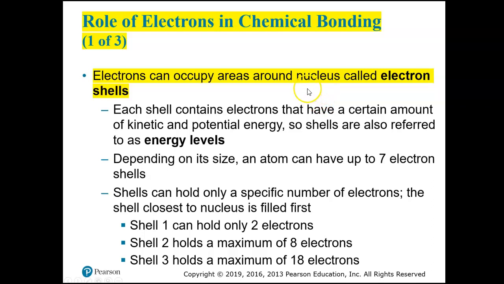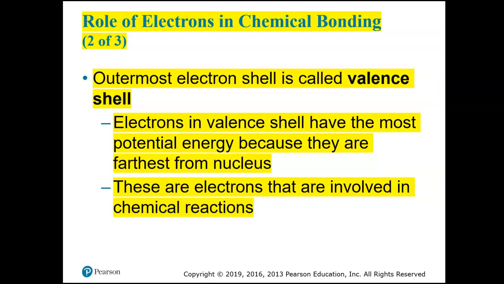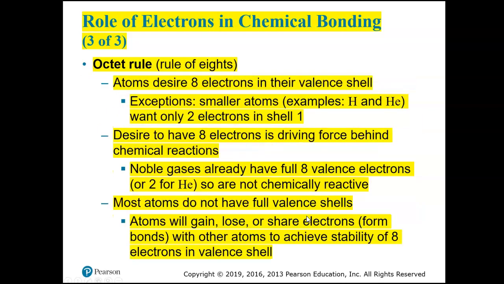Electrons can occupy areas around the nucleus called electron shells. The ones that are most important in chemical bonding are the valence shell electrons. These are the electrons in the outermost shell, which is called the valence shell. The electrons in the valence shell have the most potential energy because they're farthest from the nucleus. These are electrons that are involved in chemical reactions.